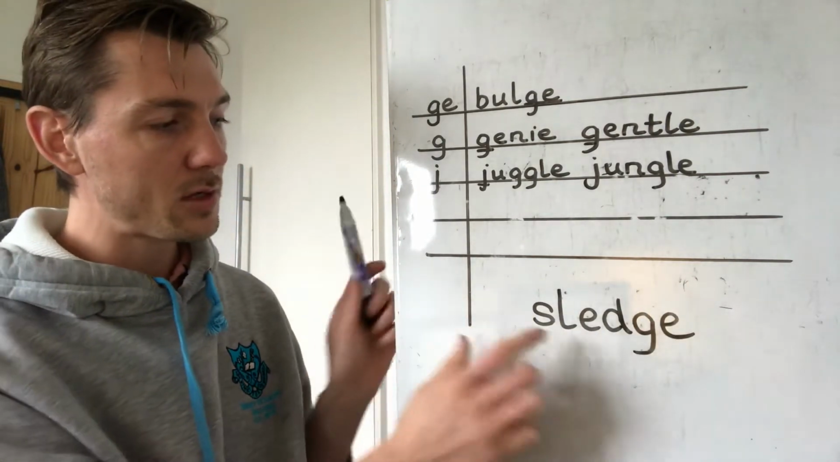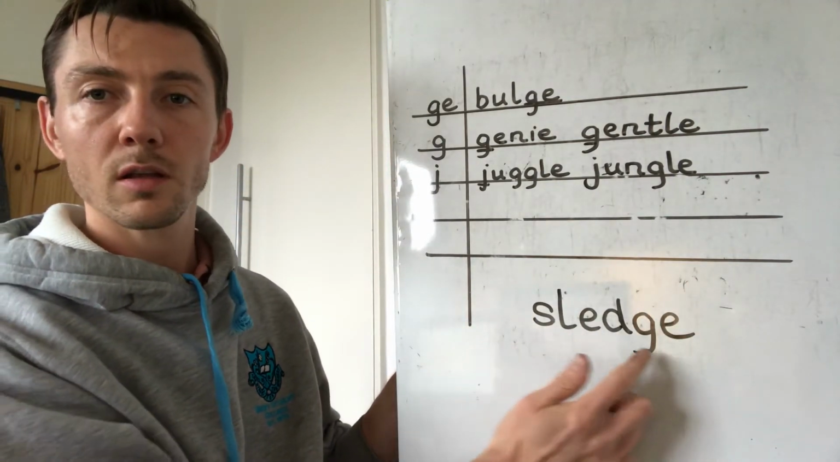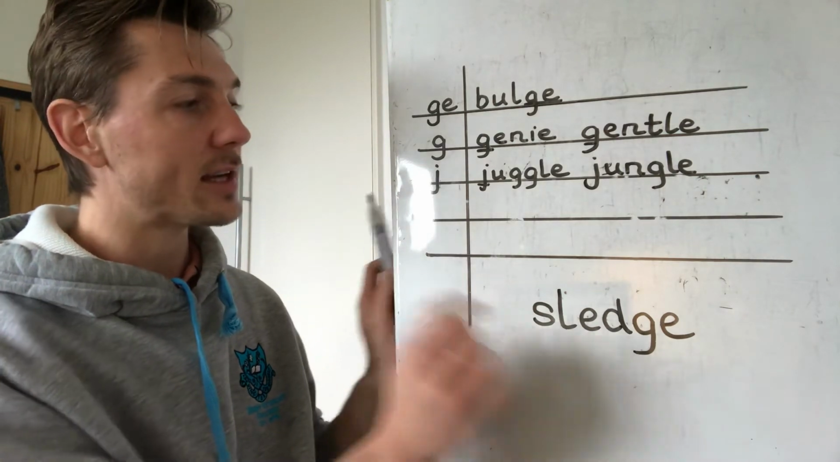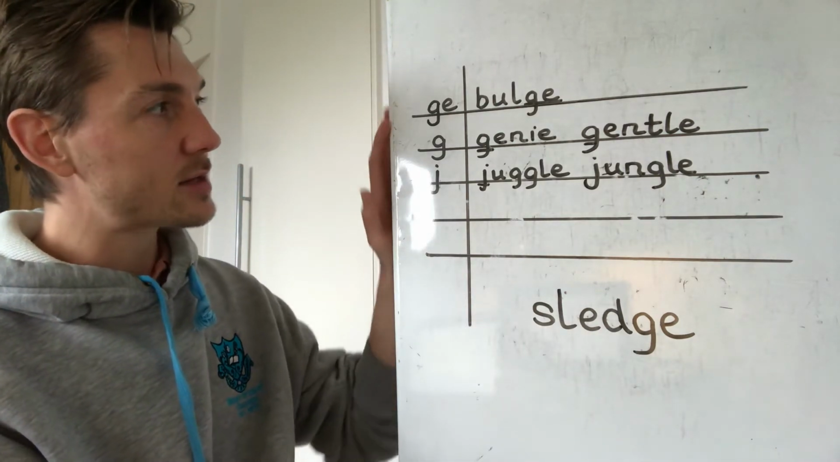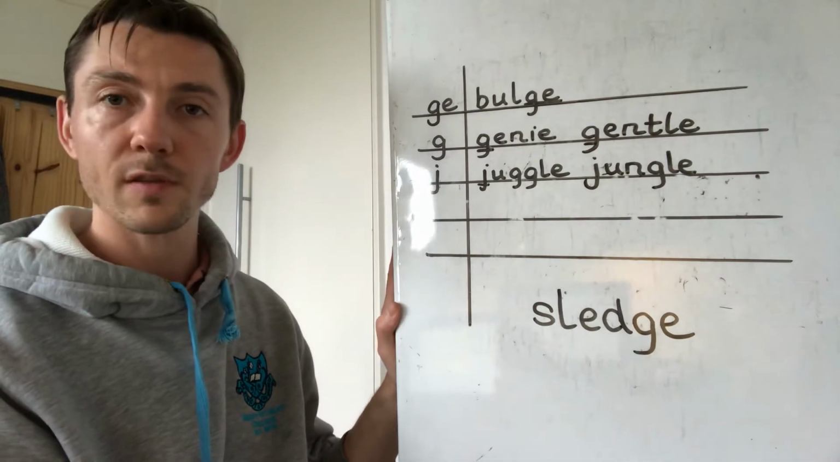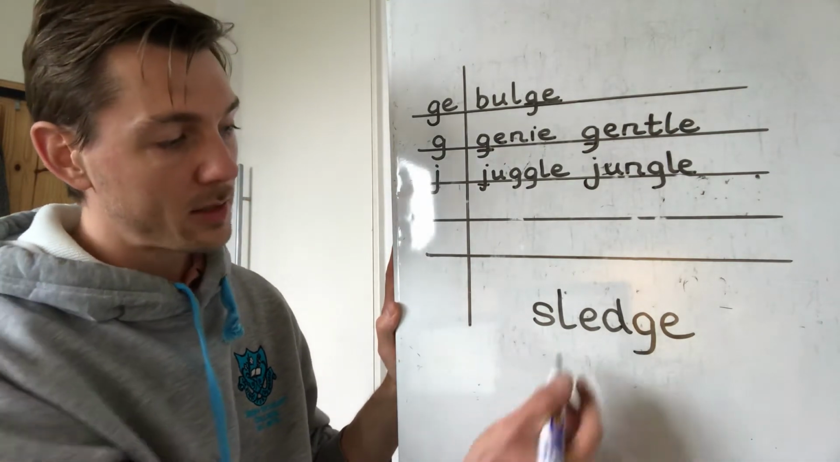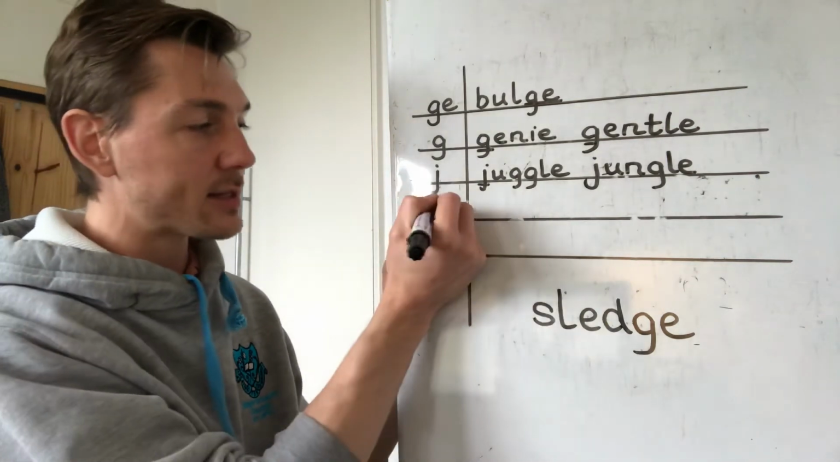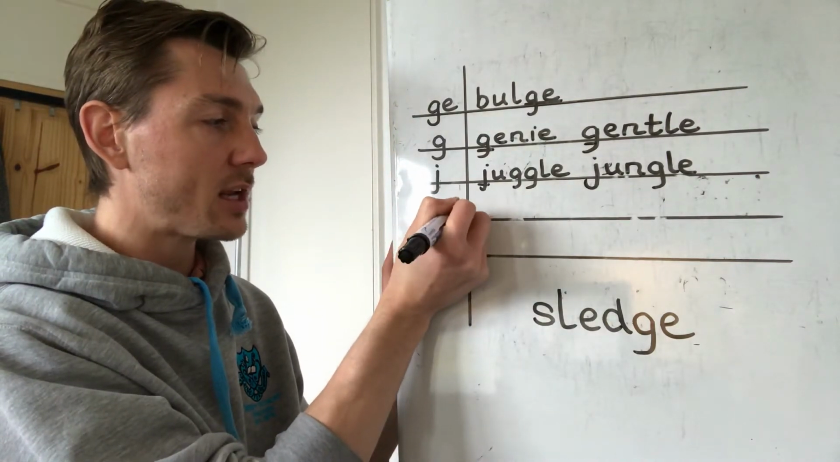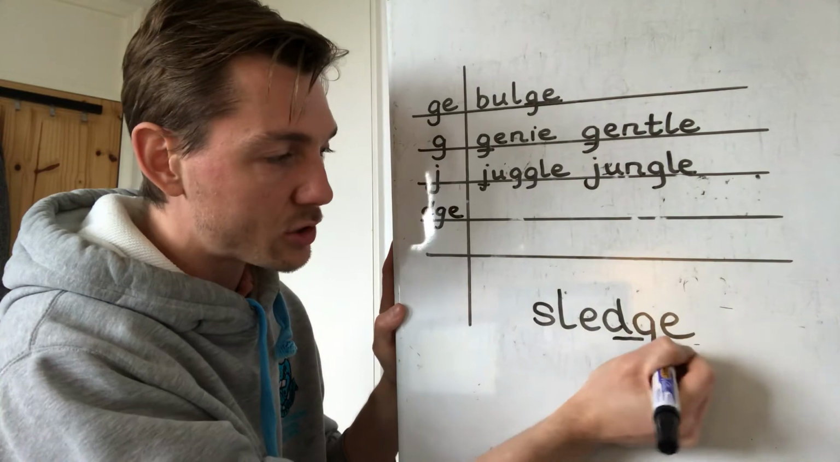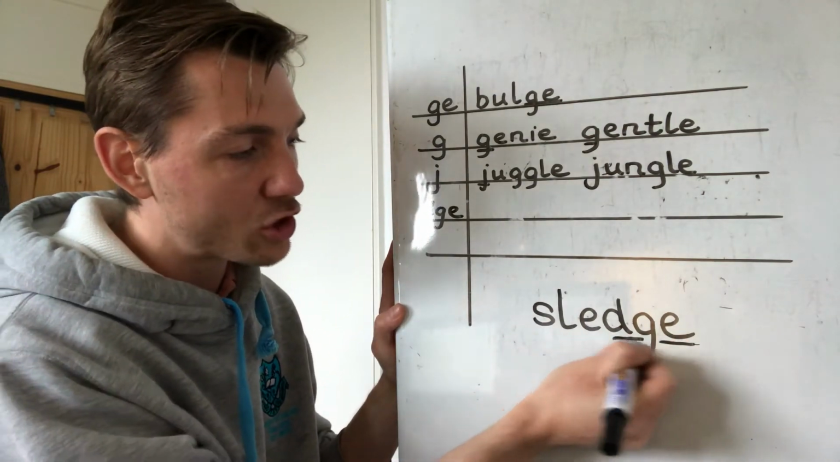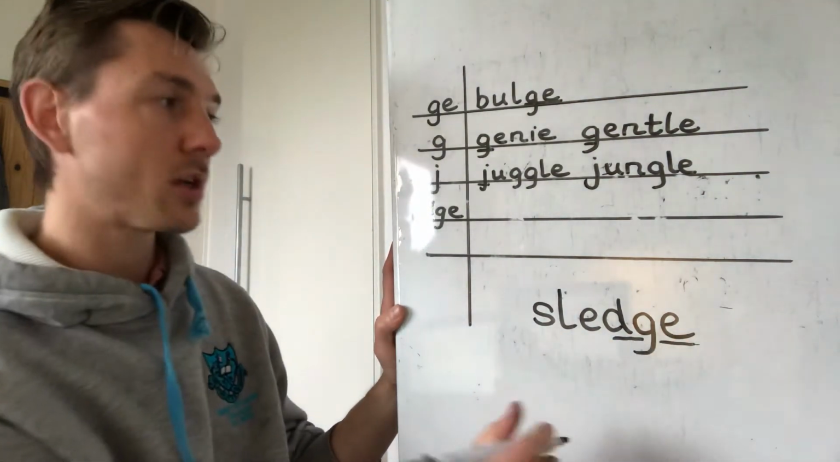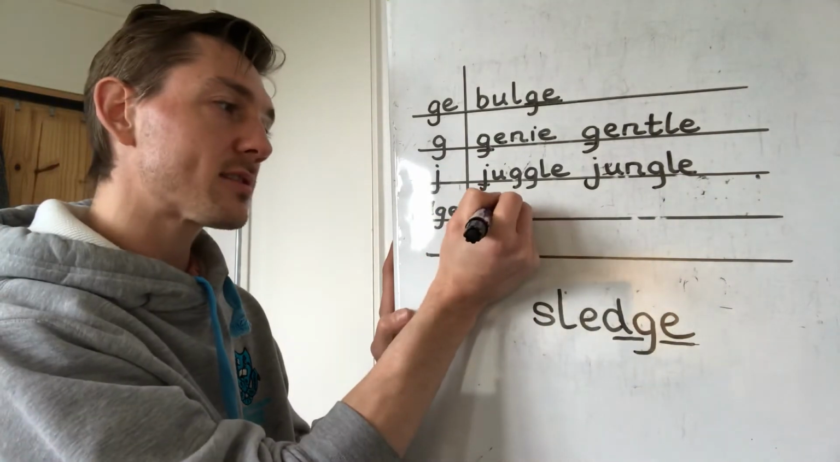Okay, after 3, 1, 2, 3. Sledge. So over to you. A new section or one of the existing sections for the J spelling? Sledge. So it's the 3-letter spelling. It's D, G, E there. J. Sledge. And so we write sledge.